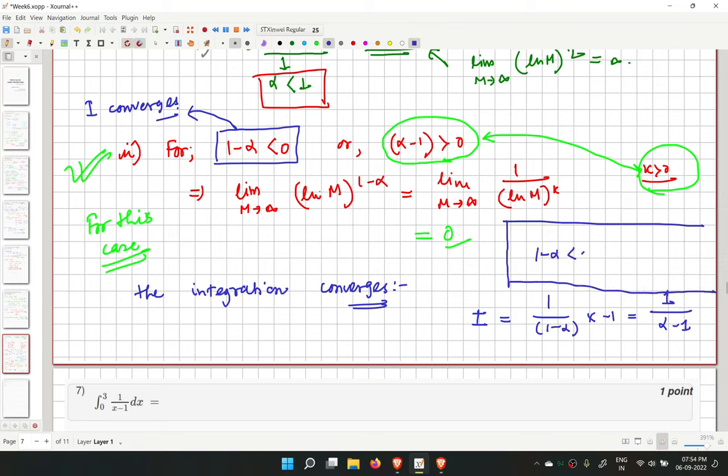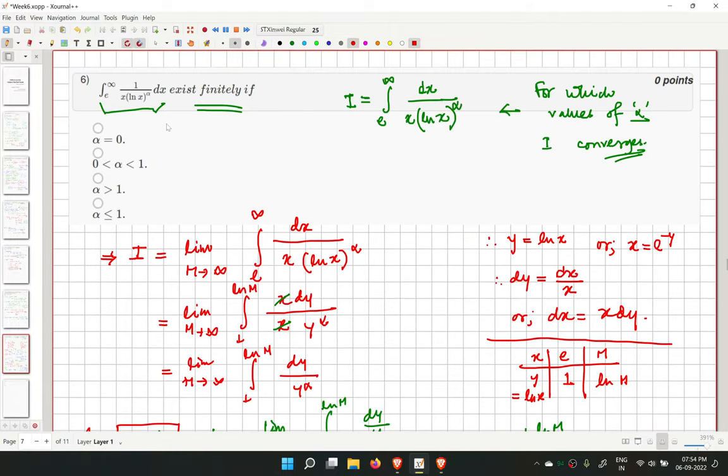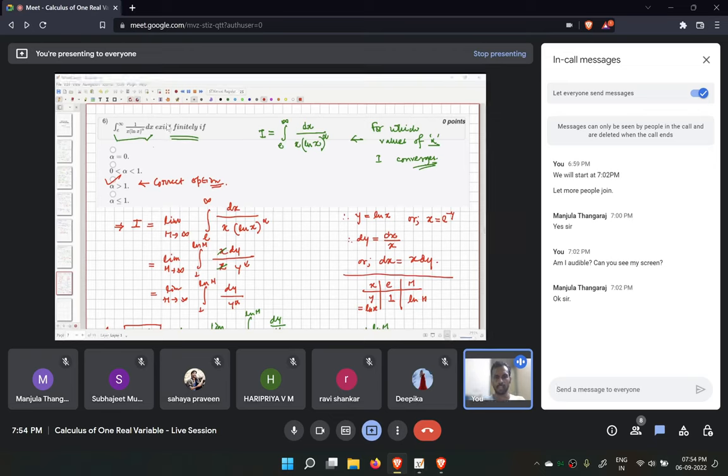1 minus alpha less than 0, that is implying that alpha is greater than 1. So this is the answer. And let us quickly look at the options which are given. We'll see that the third option is the one that we have deduced here, and this is also the correct option. Okay, so please let me know if you guys have any doubt in question number 6, and then we'll move to the other problems.